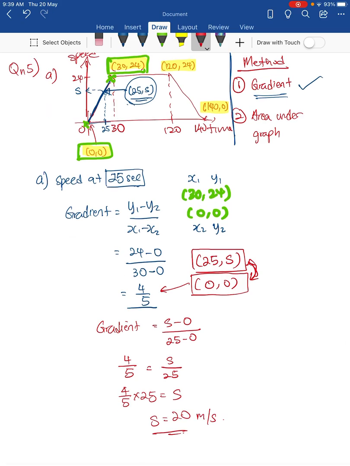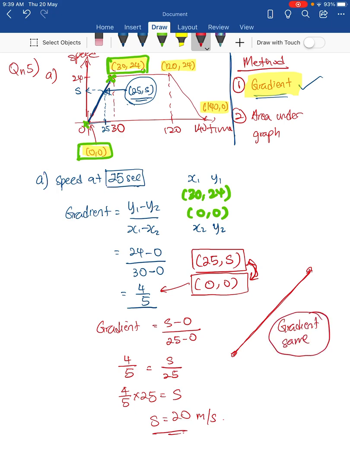So in short, for the first question we are using the gradient method. If you don't quite understand, the whole idea is that along this whole line, the gradient is the same.